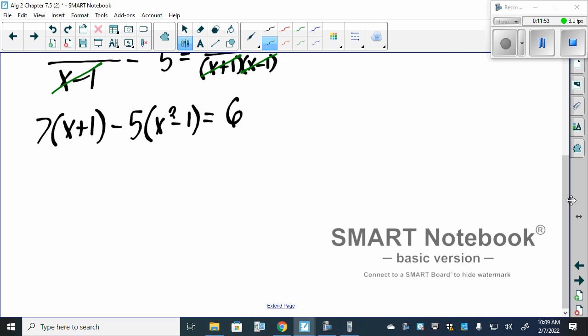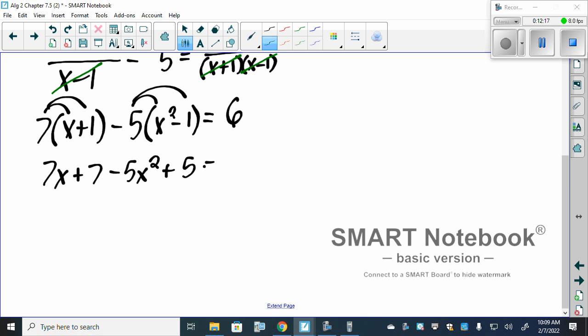Now we do need to do some simplification. So here we can distribute the 7. 7 times x is 7x. 7 times 1 is going to be plus 7. Now we need to distribute the negative 5. Negative 5 times x squared is going to be negative 5x squared. Negative 5 times negative 1 is going to be plus 5 is equal to 6.